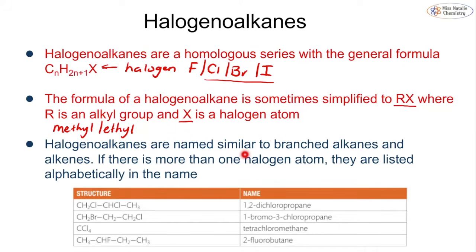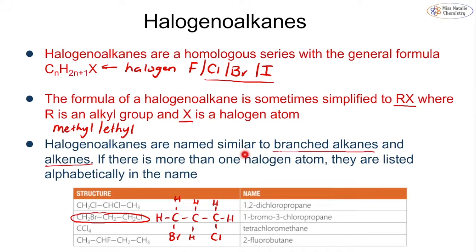When we are naming these halogenoalkanes, we name them very similar to our branched alkanes and alkenes. If we have more than one halogen atom, then they're listed alphabetically. So for example, if we take this center molecule here, we've got a carbon with 2 hydrogens and a bromine, connected to a carbon with 2 hydrogens, connected to a carbon with 2 hydrogens, and a chlorine.